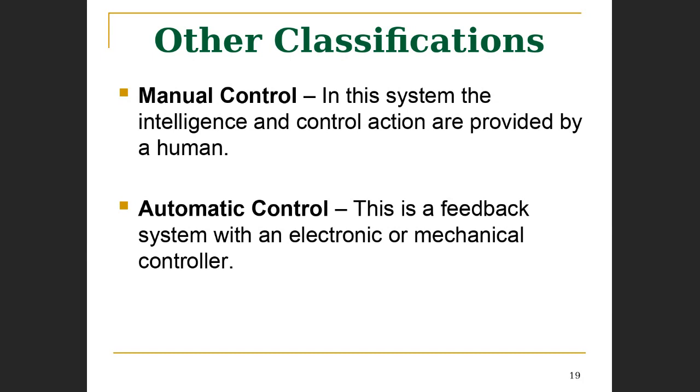the electronic or mechanical device is responsible for decision making. So what I'm saying here is that in a manual system, the controller is a human being. In an automatic system, the controller is going to be some electronic or mechanical device. Okay? So let us look at an example.